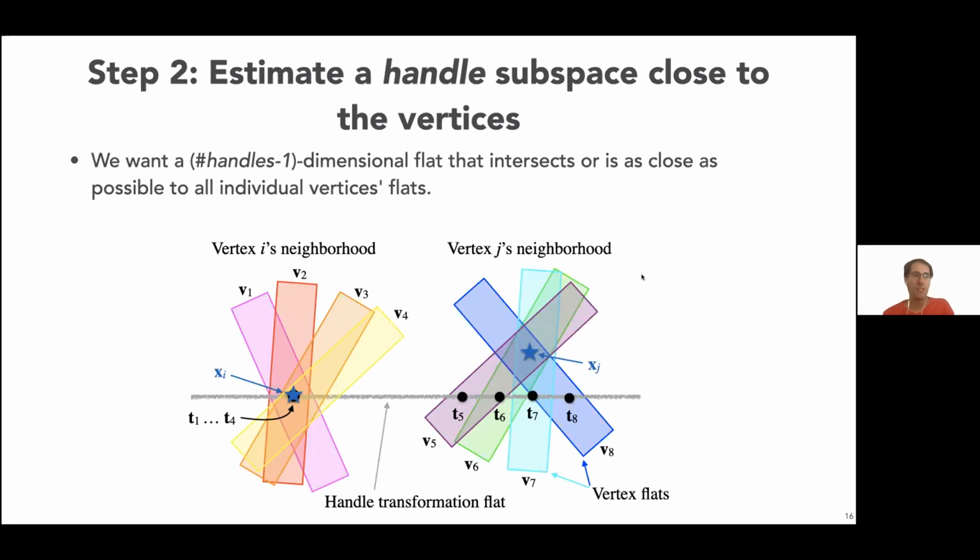So the first step that we need to do is to estimate a flat that intersects or is as close as possible to all of these individual vertices' flats. So we observe every vertex. We observe its motion across all the poses. That gives us, we know that there's some unknown 12p dimensional point that will make this vertex appear in all the ways that it's appeared across all of these poses. So we just have a bunch of flats for each of the vertices. Because there's not just one solution, there's not just one transformation matrix that will do this.